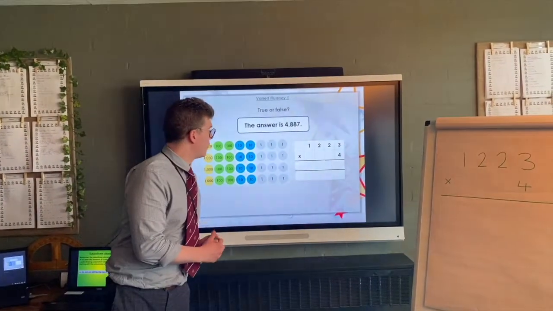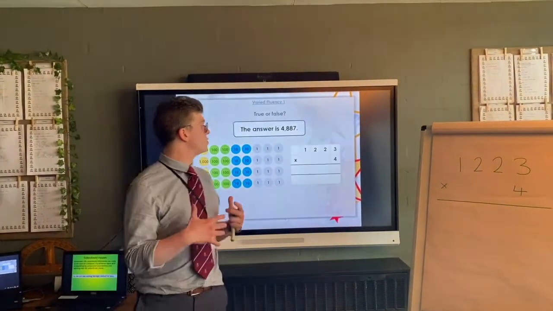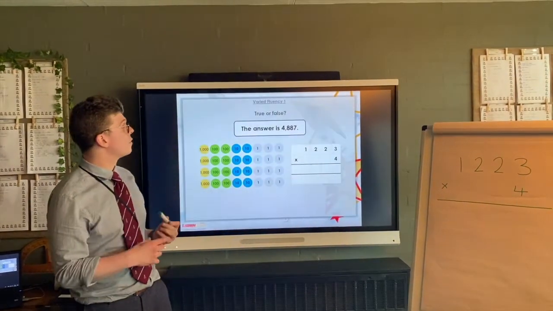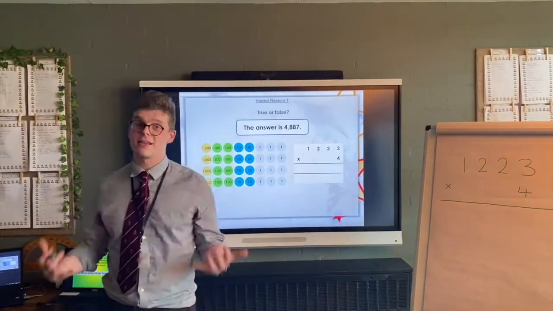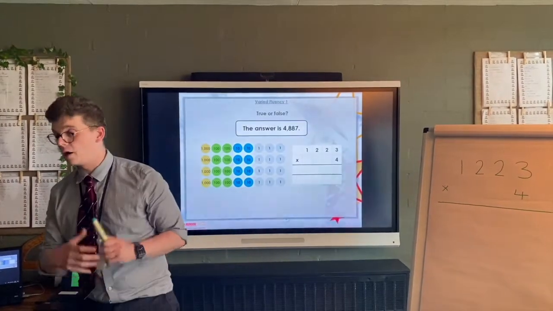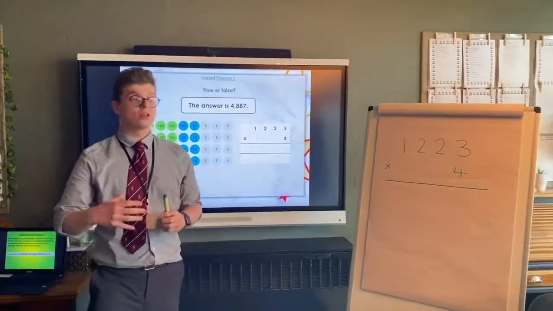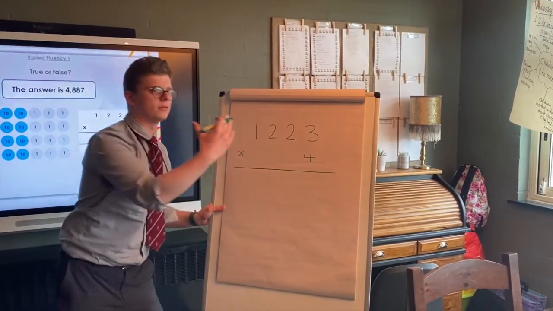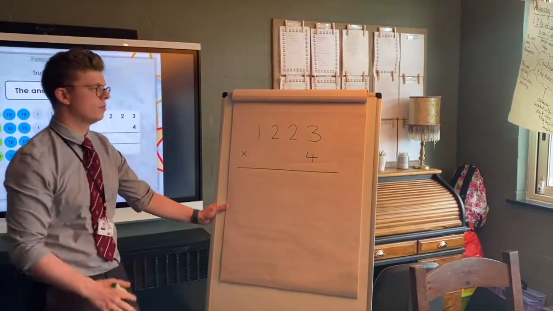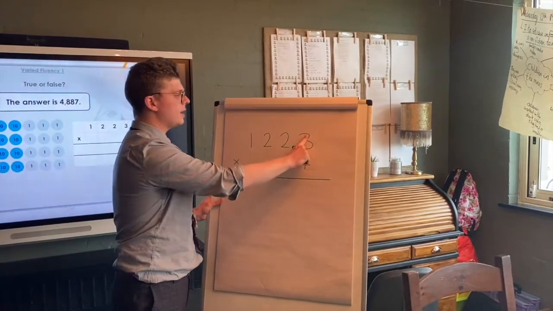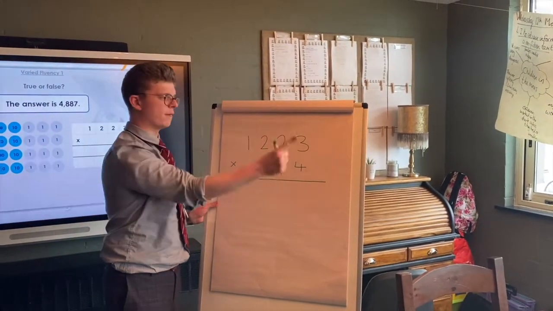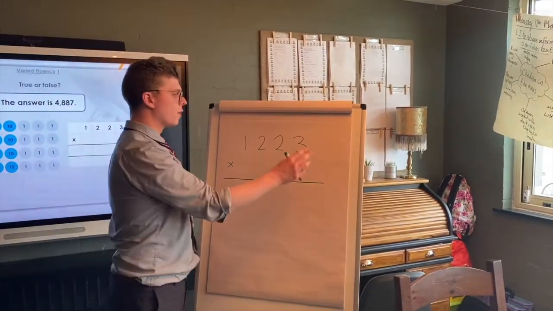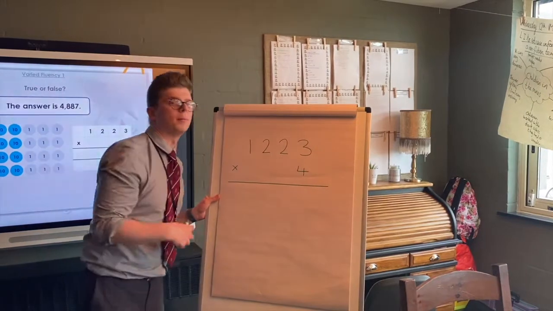So firstly, we have here, true or false, 1,223 multiplied by 4 equals 4,887. If you want to come over to the flip chart, I'll show you how we answer these questions. So, with 4-digit numbers being multiplied by a single digit, all we have to do is multiply each digit along by 4. So, to begin with, we have 3 multiplied by 4.